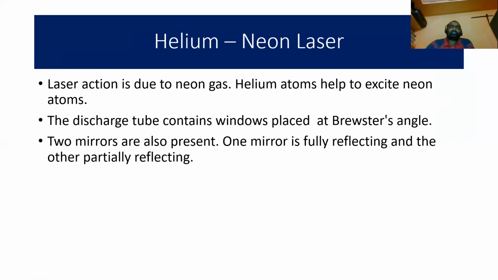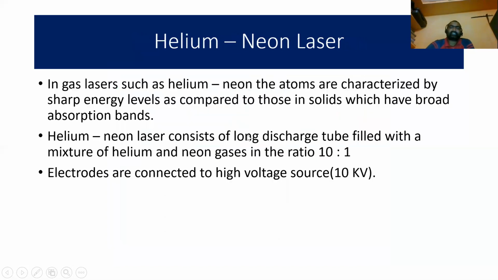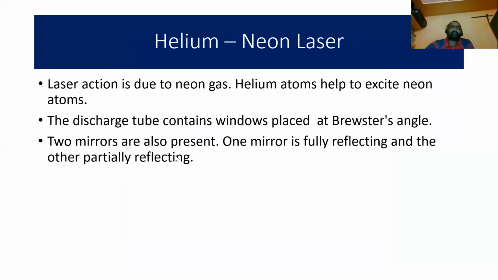The discharge tube contains windows placed at Brewster angle. Here you can see the tilted windows are called Brewster angle windows. The speciality of the Brewster angle windows is that whenever light passes through them, it gets polarized. That is the specialty of Brewster angle windows.